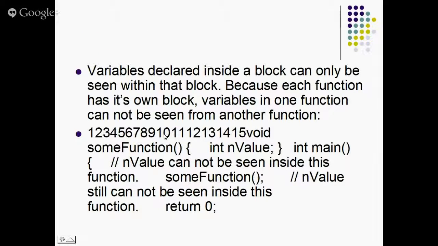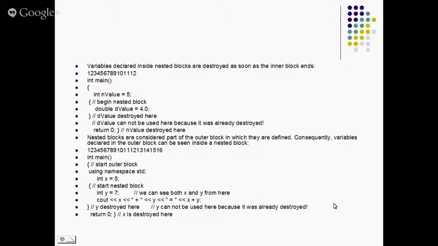And variables declared inside a block can only be seen within that block. Because each function has its own block, variables in one function cannot be seen from another function. So an example can be main. If the variable has been declared in main, it is not available outside main. So there are furthermore examples which are there. We can go through these examples to get the idea clearly.